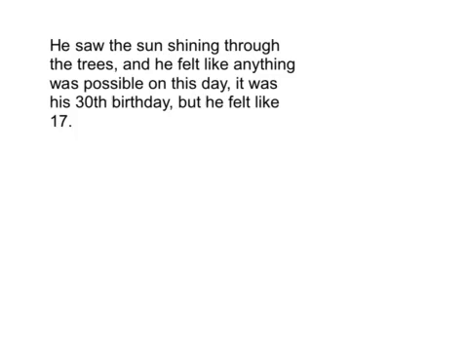To illustrate this, you can see this text, which goes like, he saw the sun shining through the trees, and it felt like anything was possible on this day. It was his 30th birthday, but he felt like 17. Where we, as readers, are told what he saw, of course, and then we are told what he felt, like anything was possible on this day. It was his 30th birthday, but he felt like 17, which is typical of telling us what it's all about.